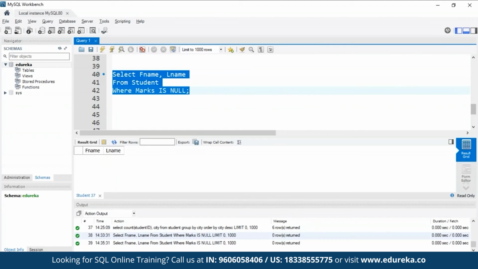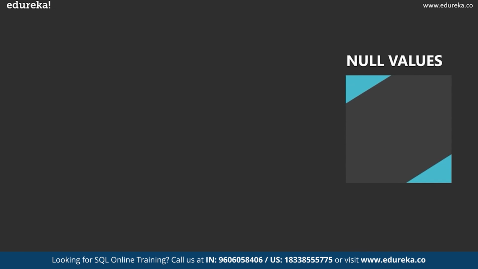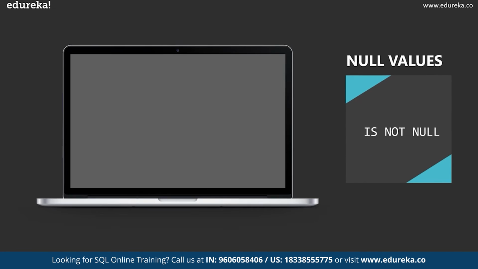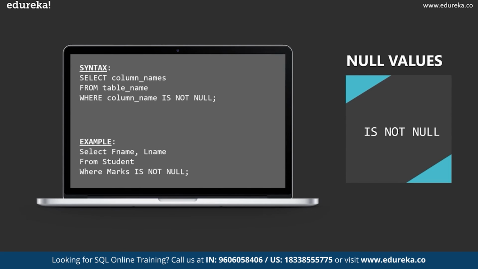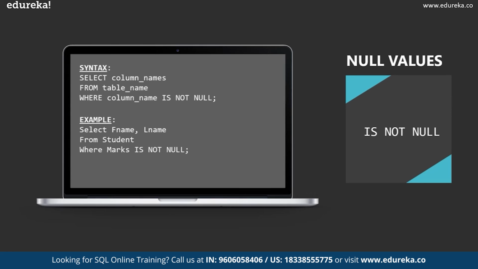Since all the students have marks and none of them has a null value, in the output we don't have any student names. The next query is NOT NULL. The IS NOT NULL operator is used to test for non-empty values, and the syntax is SELECT column FROM table WHERE column IS NOT NULL. So again, let me execute this example.